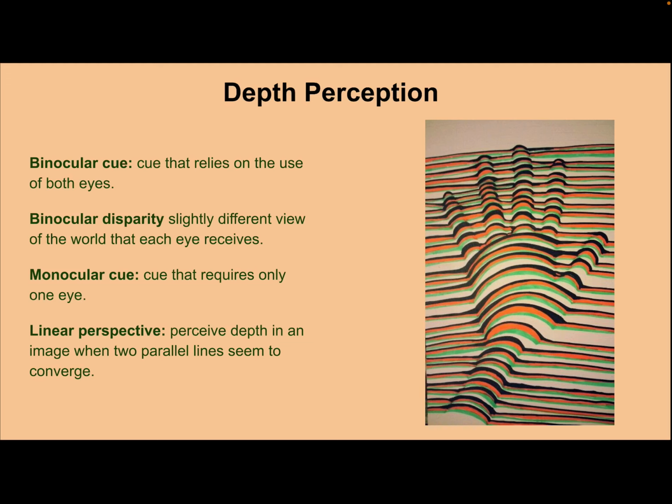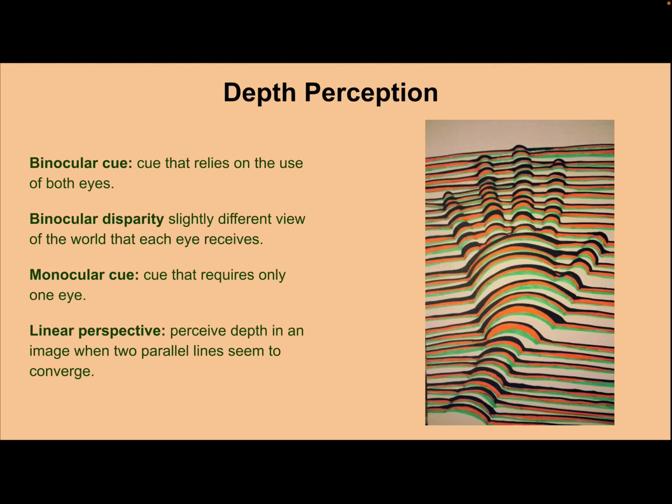We see a slightly different view of the world with each eye. If you want to notice this, you can close one eye now and then switch, and you'll notice that the screen moves slightly in your line of vision. We see a little bit differently with both eyes, and the difference between these views allows us to perceive depth.